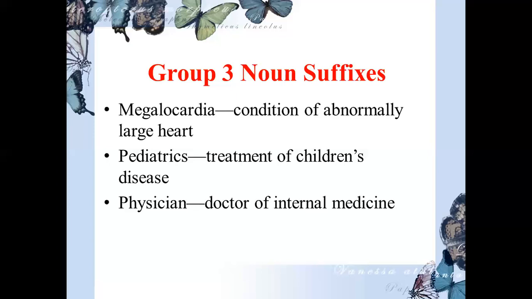Let's come to the fourth suffix. It's ian or cian. It also means specialist, expert. So a lot of medical terms end with cian. The first example is a pediatrician. So it means specialist in treating children's illness, children's diseases.